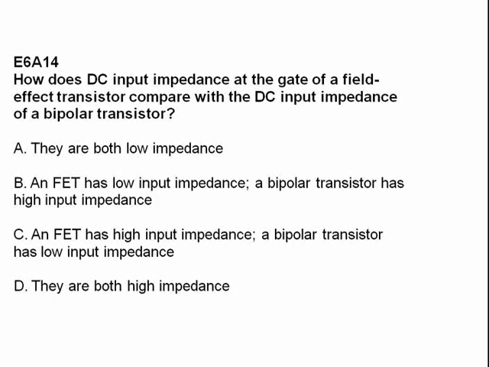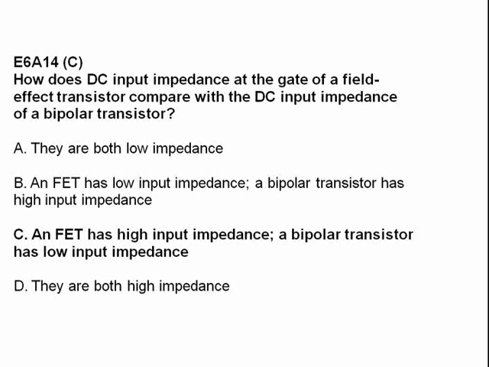How does DC input impedance at the gate of a field effect transistor compare with the DC input impedance of a bipolar transistor? The answer is C. A FET has high input impedance. A bipolar transistor has low input impedance.